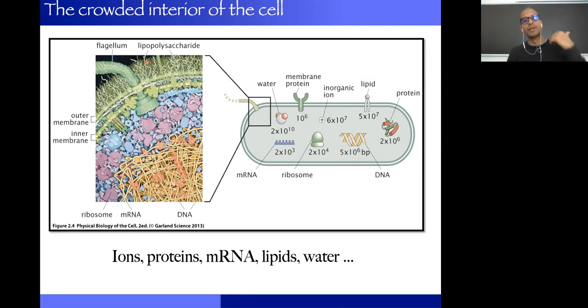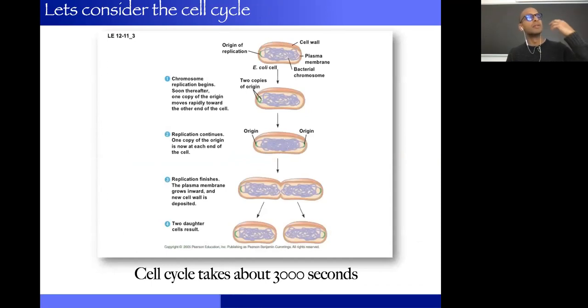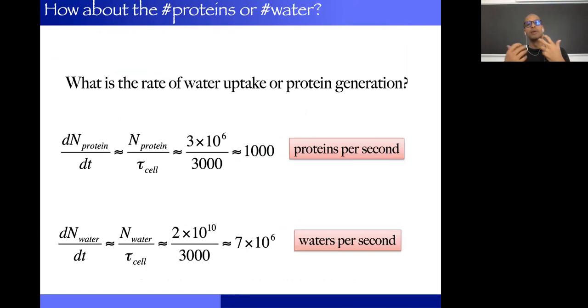Then we took that a step forward, tried to understand timescales. If one thinks of these numbers, 10 to the 6 proteins in the cell, and I look at the cell cycle, the time it takes for a cell to divide into 2 cells, which is on the order of 3,000 seconds, then this means there are some very fast processes that have to happen on very short timescales. You have to generate about 1,000 proteins per second to create 2 cells. You have to suck up on the order of 10 to the 7 water molecules per second.